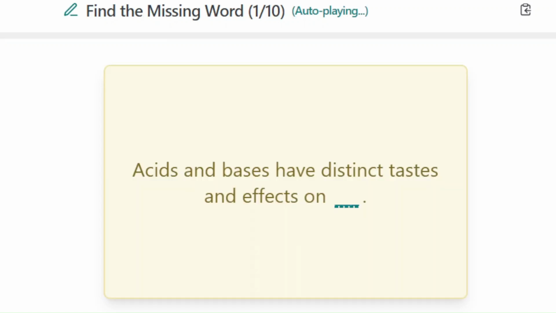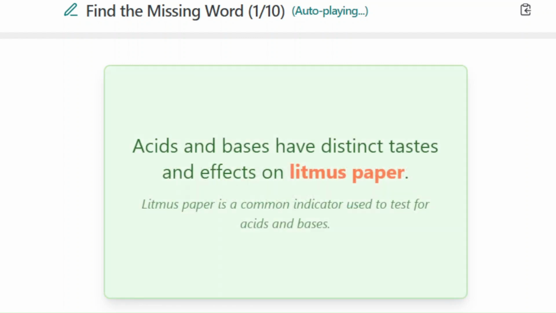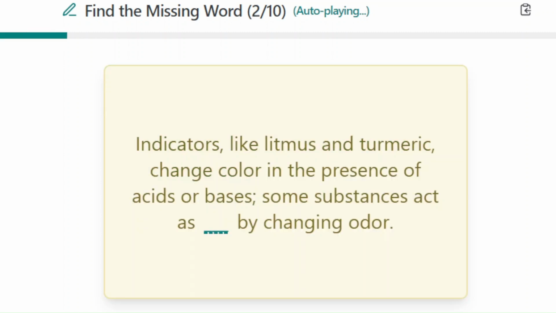Now starting, missing word. Acids and bases have distinct tastes and effects on dash. Litmus paper. Explanation. Litmus paper is a common indicator used to test for acids and bases. Indicators, like litmus and turmeric, change color in the presence of acids or bases.